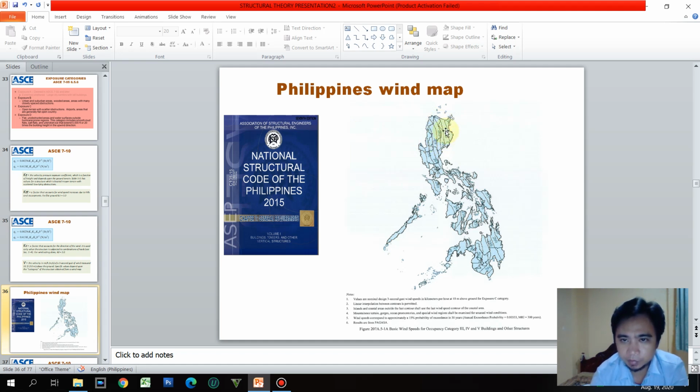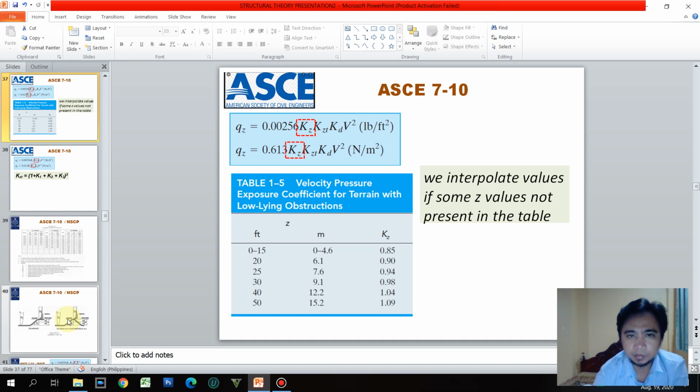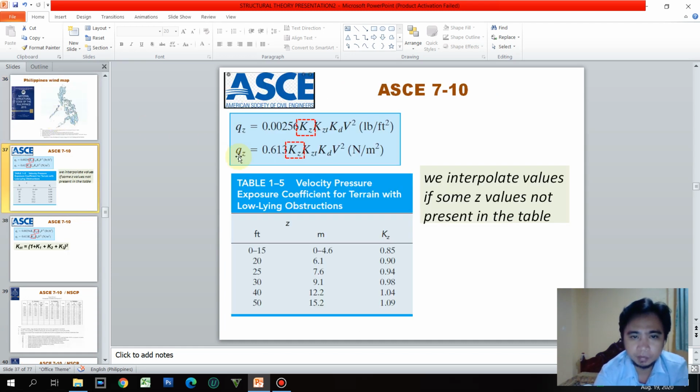So basically, our wind line here is around 200 plus. Closer to the Sierra Madre Mountains, we have 300 meters per second velocity. Okay, so ASCE 7-10 provides tables for these values.